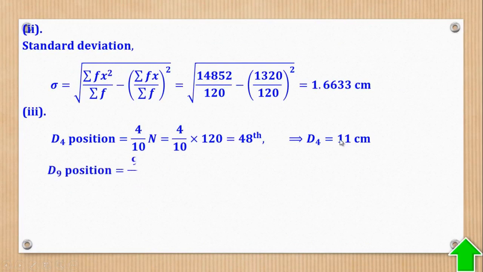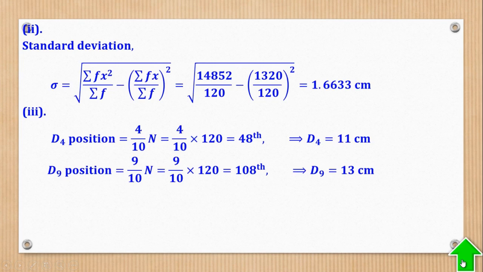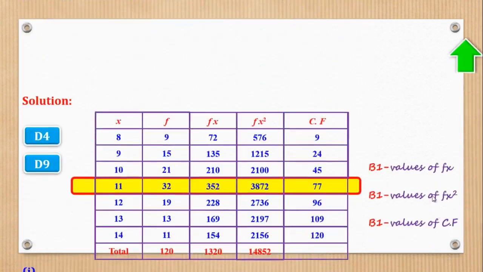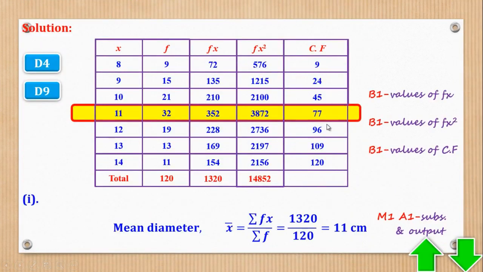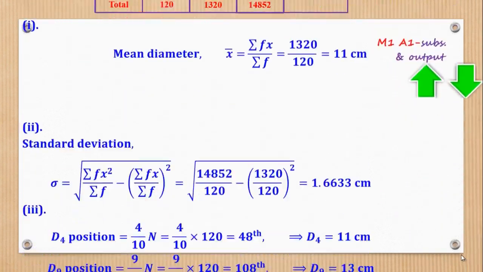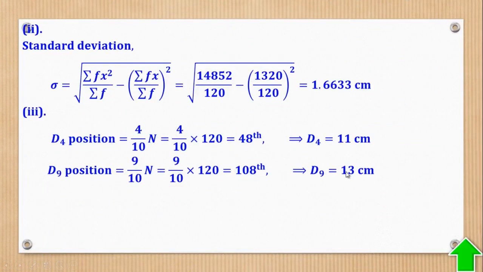What about the 9th decile? So 9th decile position is 9/10 of the total frequency to give you 108. Then do the same, come and look for 108. This is 96 and this is 109, meaning 108 is within this 109. Therefore, draw a line and get the corresponding value of x, which is 13. That is why you saw us say that the 9th decile is 13.